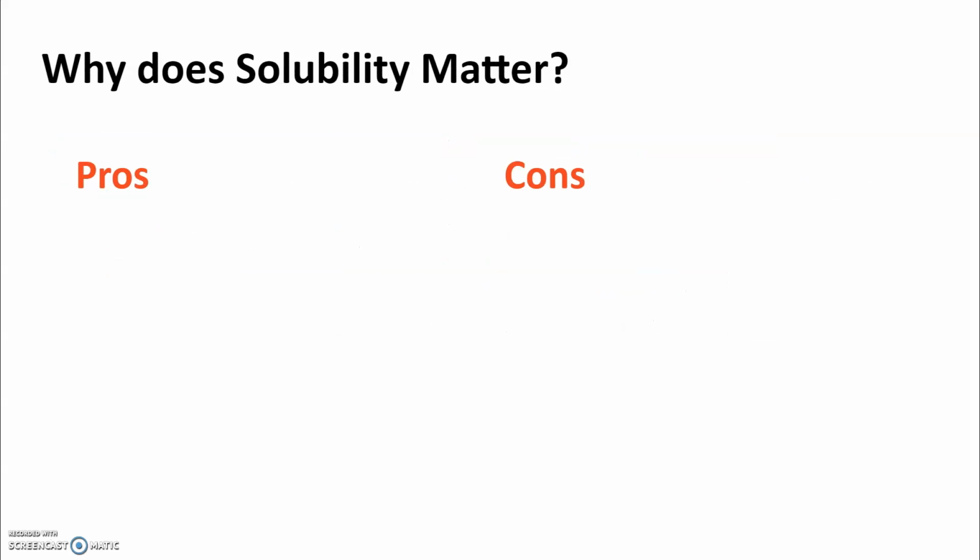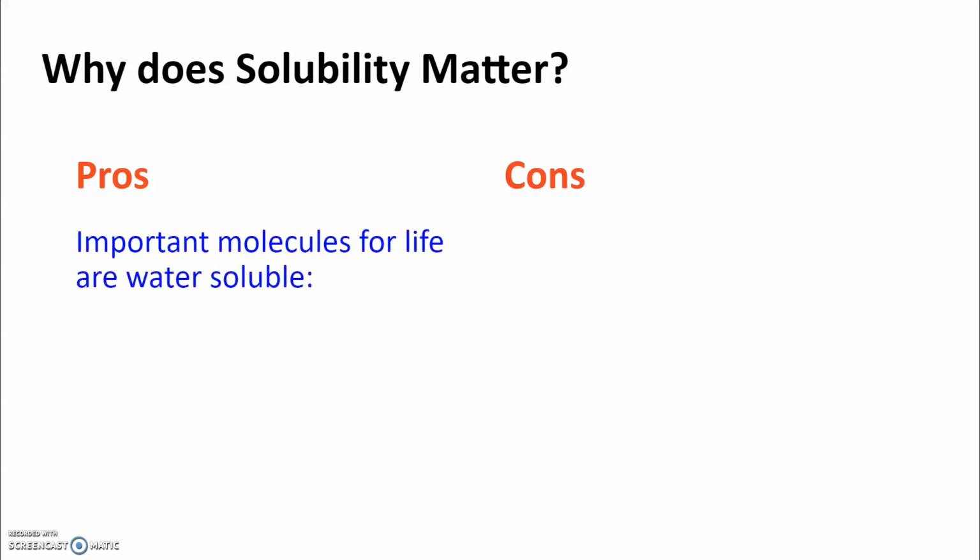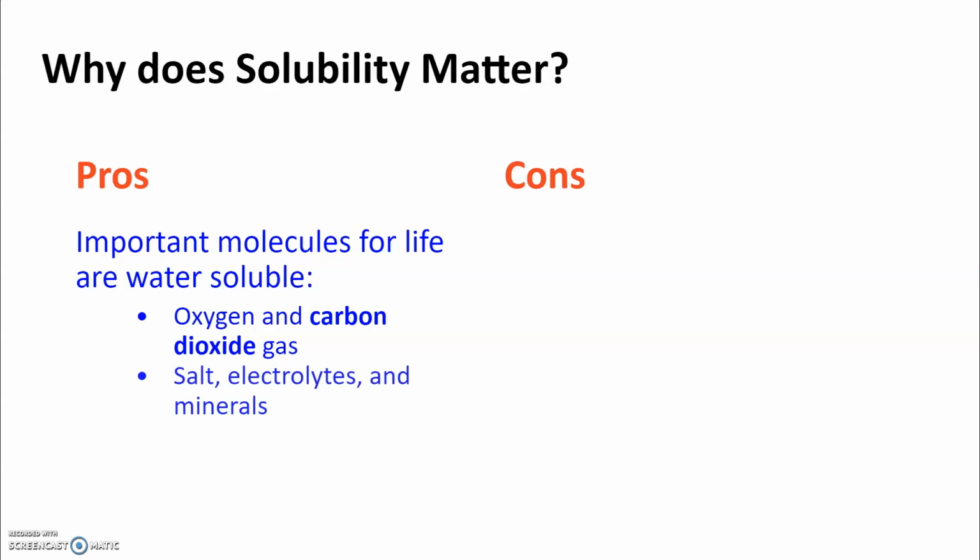Why does solubility matter? Pros of solubility: it's a really important property because the molecules for life are all water soluble. So oxygen and carbon dioxide are water soluble. Salt, electrolytes, minerals, things that help our body function are soluble in water. Sugars that give us energy are soluble in water.